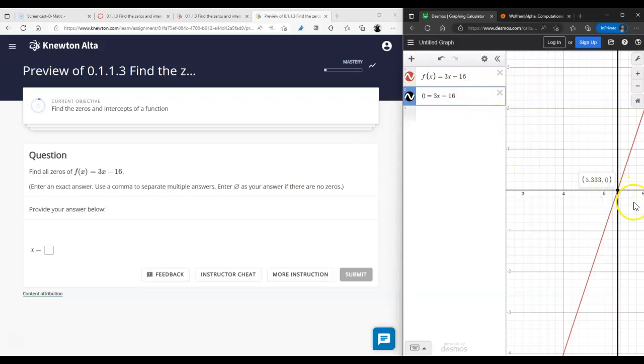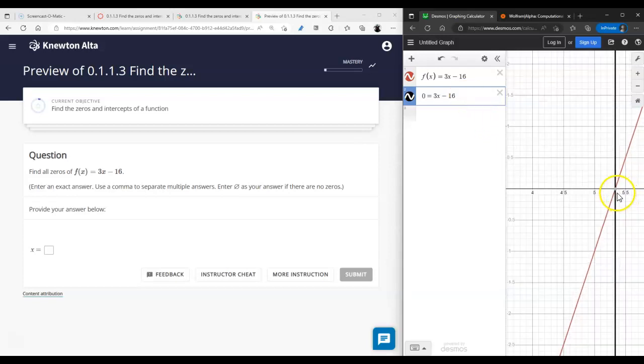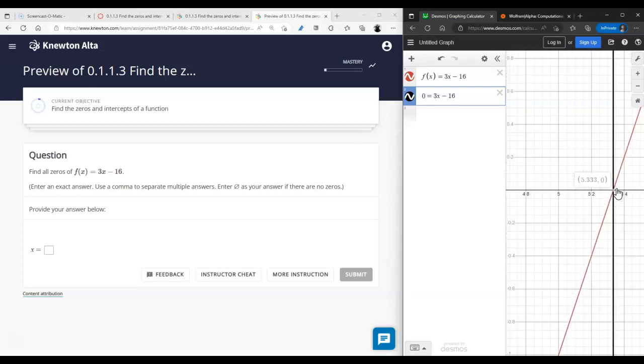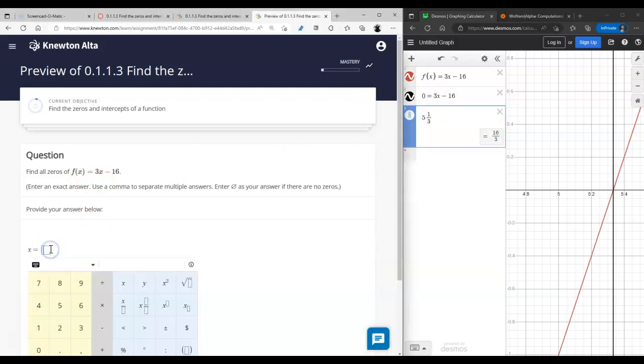Well, there's no but. Just what is the x value of this point? It's 5.33333. What is 5.333? It's 5 and 1 third. What is 5 and 1 third? It's 16 thirds. So that's the answer.